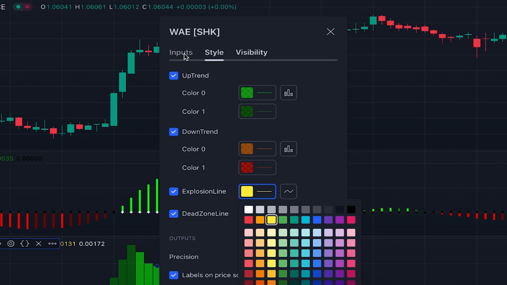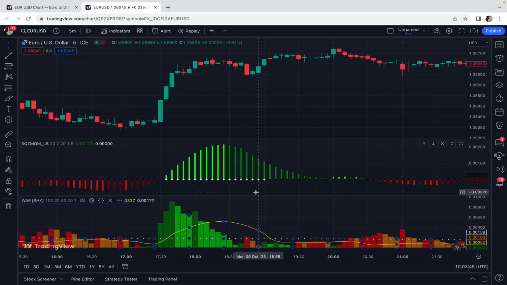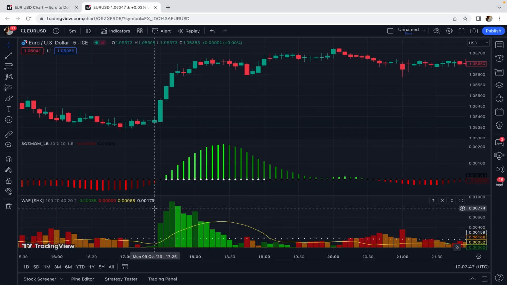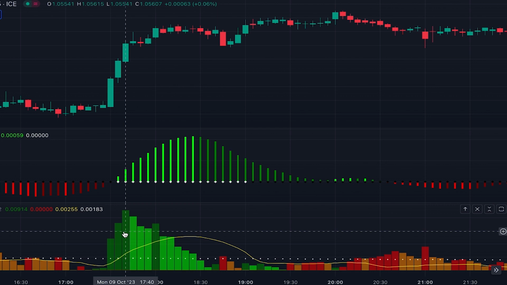And then here in the inputs tab, we decrease the sensitivity to 100, so the indicator will be less sensitive to very short-term fluctuations in the market. Alright, this indicator also provides information on both momentum and volatility. The histogram gives us information on momentum in a similar way to this histogram, and this yellow and white lines give us information about volatility.